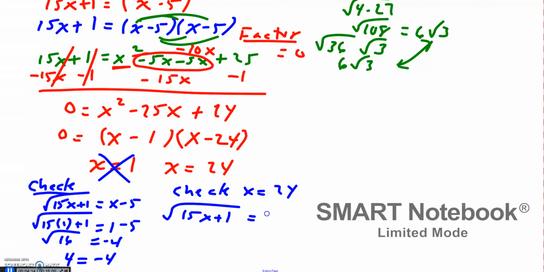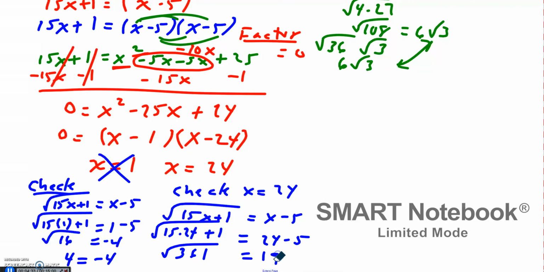If I check x equals 24, 15x plus 1 equals x minus 5. Every time I see an x this time, I'm going to plug in 24. Does 15 times 24 plus 1, so 15 times 24 is 360, 360 plus 1 is 361. Does the square root of 361 equal 24 minus 5 or equal 19? Well, if I take the square root of 361, it does equal 19. So I get 19 equals itself, which means that 24 does work. It is very important to check for this test and for the final exam.